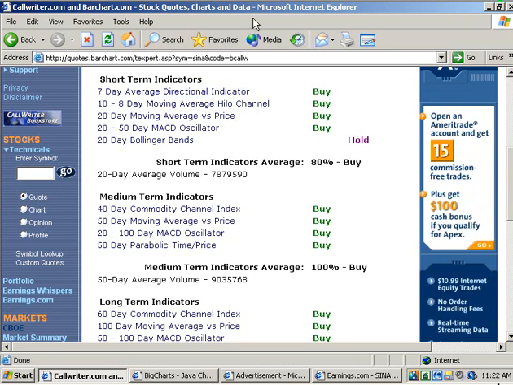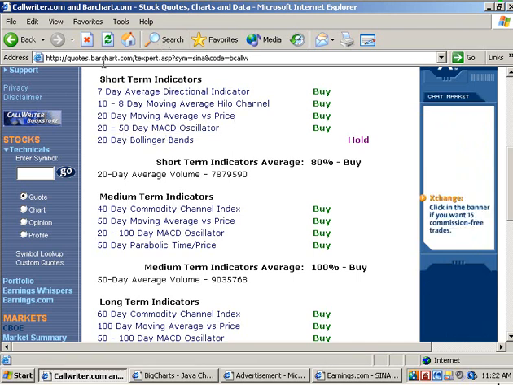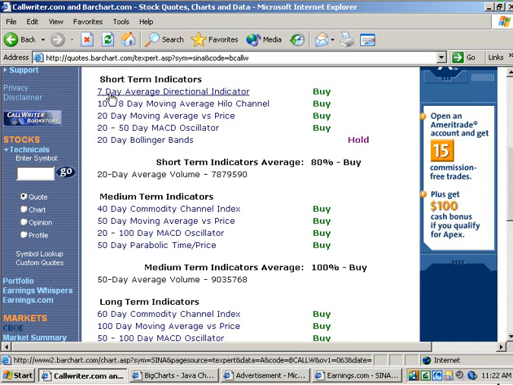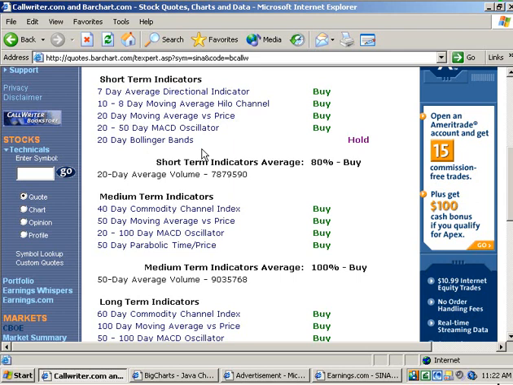Here on the option trade, we're strictly looking at the short-term indicators because we're only going to hold this for a couple of days, so we are definitely short-term. And we're looking at the 7-day average directional indicator, 10 to 8-day moving average high-low channel, 20-day moving average versus price, 20 to 50-day MACD oscillator, and 20-day Bollinger Band. Some of this stuff we can hardly pronounce, but if we're trying to identify the trend of this stock, we need to know how to read them. Even if we can't pronounce them, we have a way to read them.